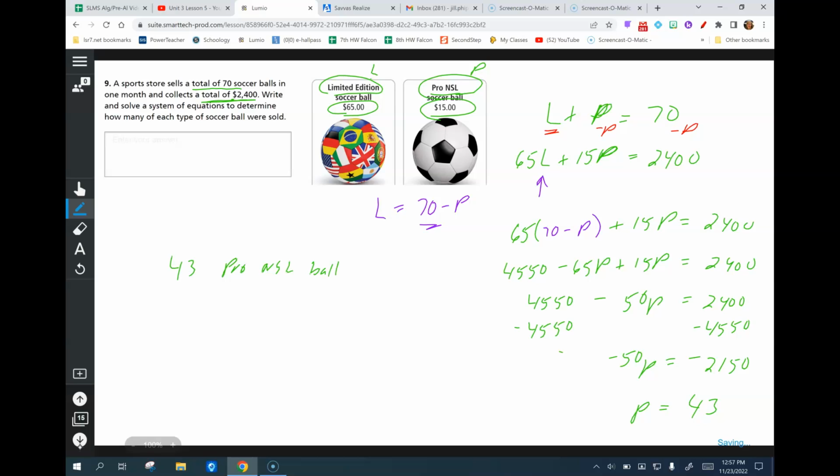Okay, now I'm just going to plug it in here to find the other one. 70 minus 43, and we get 27 of the limited edition. See what I mean by these are almost fun? Because the equations are easy to set up.